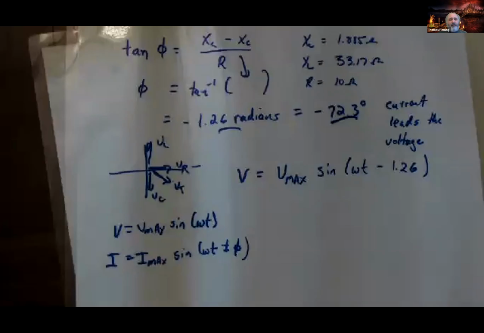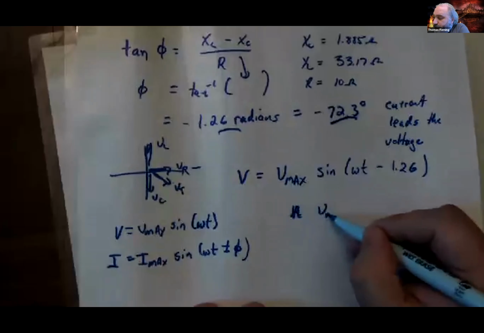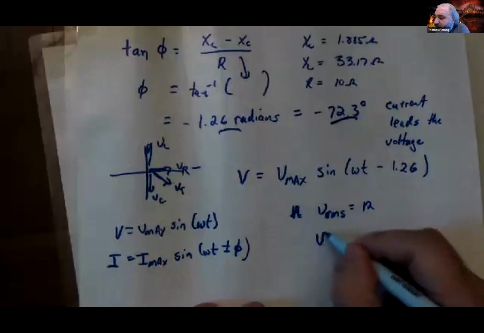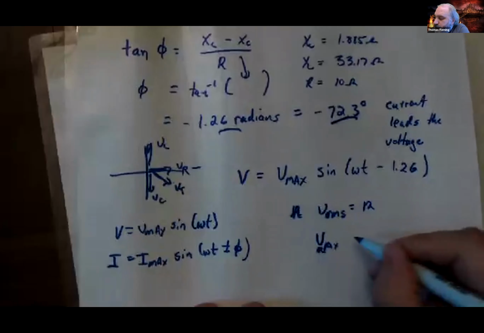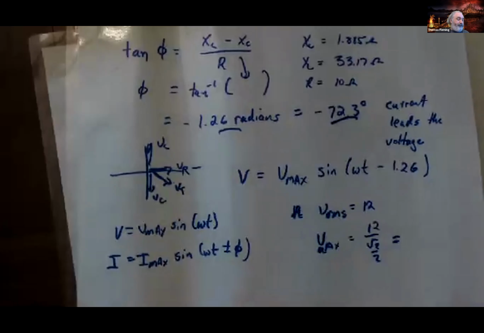Oh, but wait a second. What is Vmax? Well, if we know that VRMS is 12, then Vmax is going to be 12 divided by square root of 2 over 2. So it'll be slightly larger. About 16.97.